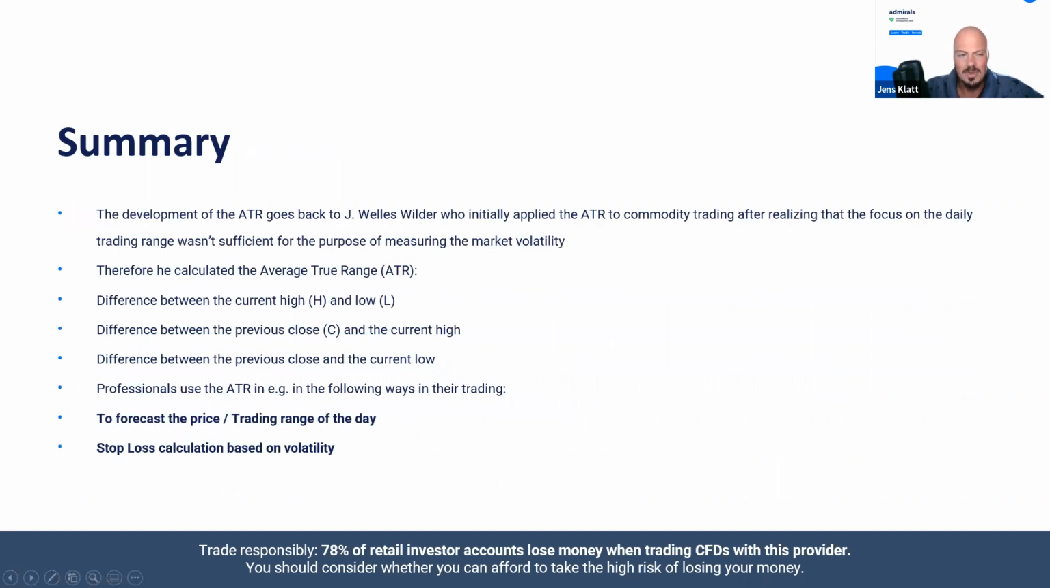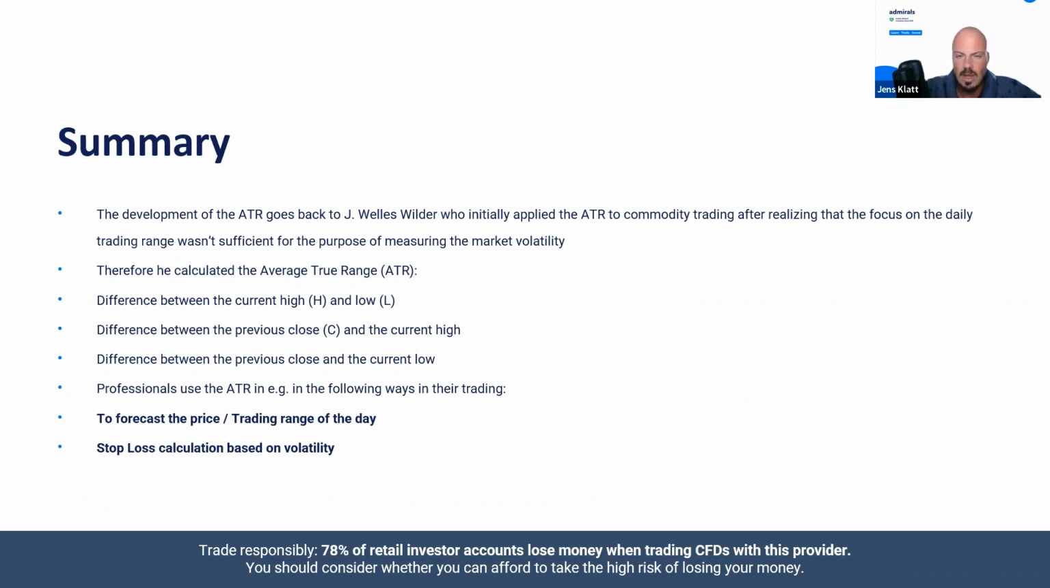So let's sum this up. What did we learn today? First of all, the development of the ATR goes back to J. Welles Wilder, who initially applied the ATR to commodity markets, the markets he traded mainly in the 1970s, where there was lots of volatility. There he realized that the focus on the daily trading range is in fact not really sufficient for the purpose of measuring market volatility, and therefore he started to work with a new concept, something he and we today refer to as average true range, the ATR.